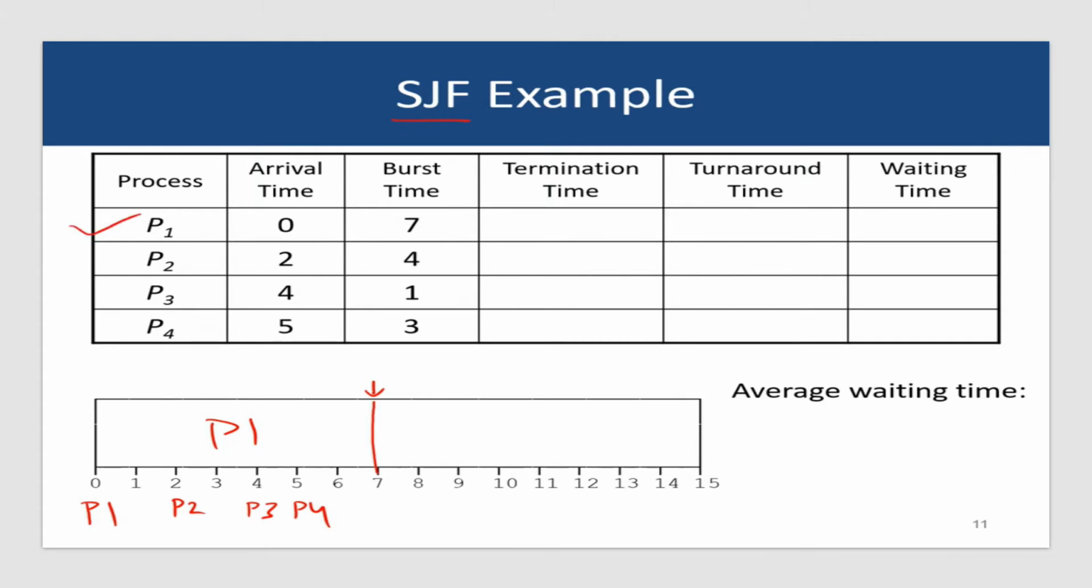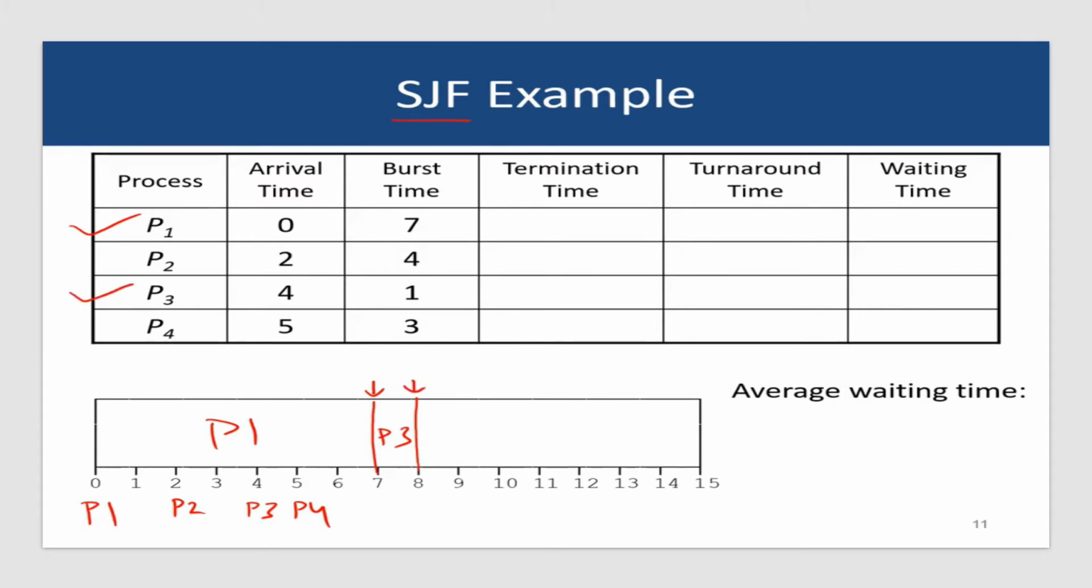Now the CPU is free, so we have to pick one of these, P2, P3 and P4, as the next process to execute. For shortest job first, we'll look at their burst times and pick the one that has the shortest CPU burst. Note that P3 has a CPU burst of 1 millisecond as compared to 3 milliseconds of P4 and 4 milliseconds of P2. So P3 has the shortest CPU burst, therefore P3 gets to execute next. So we'll give the CPU to P3 and it will take 1 millisecond to execute. It will start at time 7 and finish here at time 8.